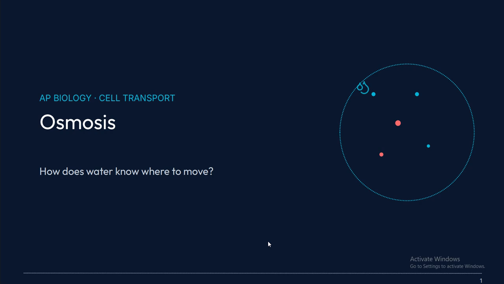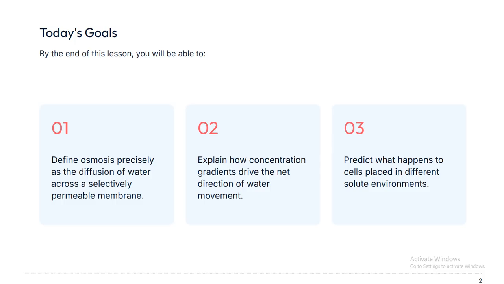Okay, so we're gonna go over how does water know where to move. So today's goals, we're gonna define osmosis, explain concentration gradients, and predict what happens to cells.